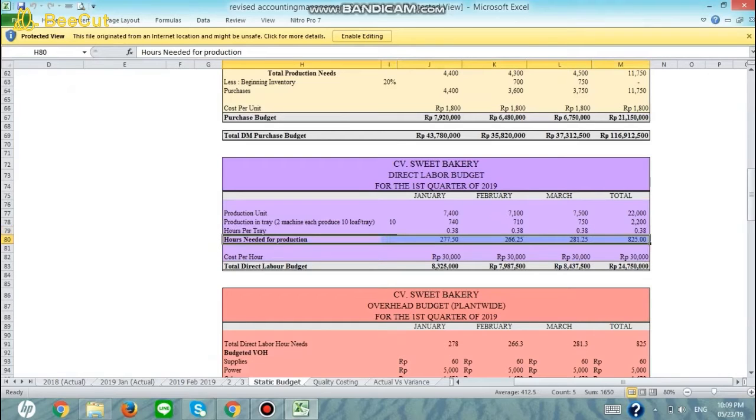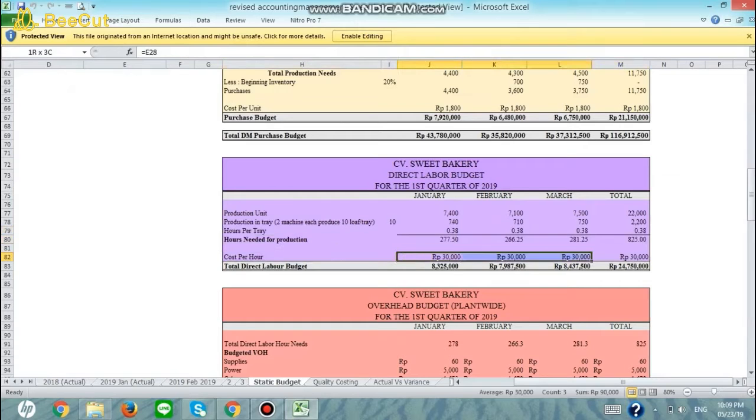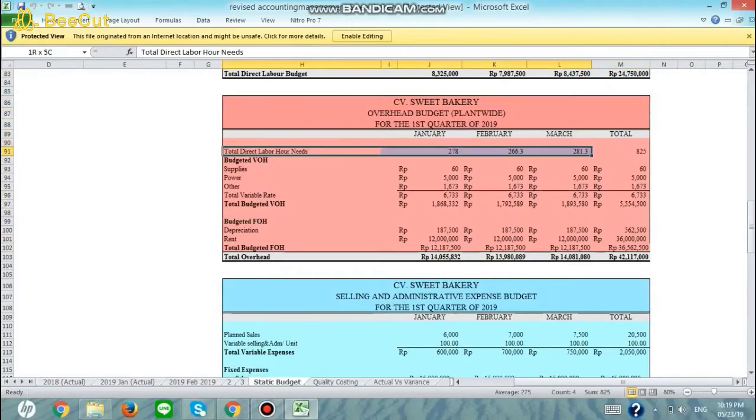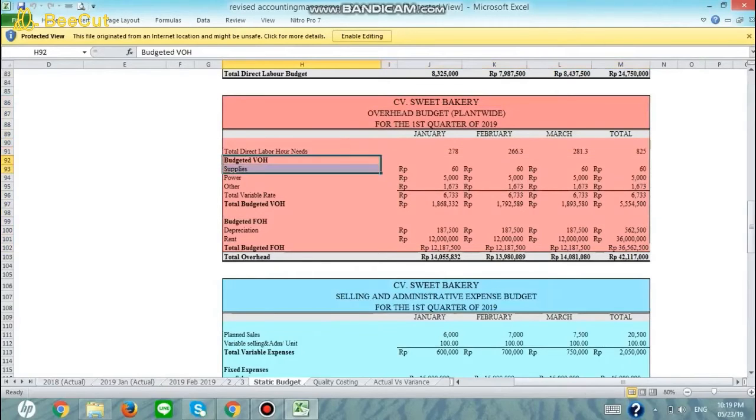The total hours needed are multiplied by the cost per hour, and we will get the total direct labor budget. Next is the overhead budget. Input the total direct labor hours needed, which was calculated in the direct labor budget. Input the variable overhead as known in the information, and we will get the variable rate. Multiply the variable rate with the total direct labor hours needed, and we will get the total budgeted variable overhead.